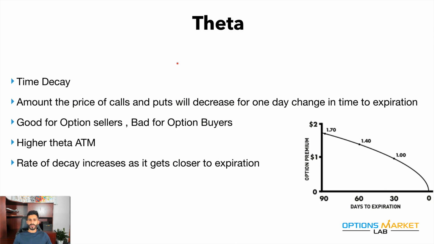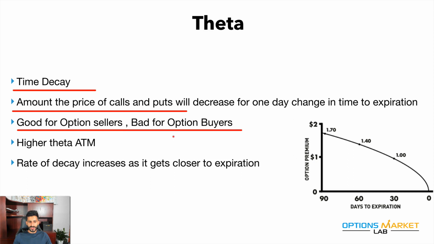Next, we have something called theta. Theta represents time decay. It's the amount the price of calls and puts will decrease for a 1 day change in time to expiration. It's good for option sellers, bad for option buyers. There's higher theta at the money. The rate of decay increases as it gets closer to expiration.